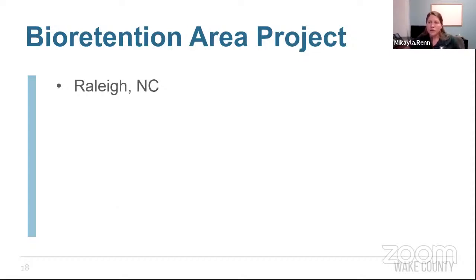So now I want to run through a few project examples of the most popular BMPs for this program. As you may remember from earlier in the presentation, the most common practices we see are stream restorations, rain gardens, or bioretention areas, and backyard wetlands. So the first project I will show you is a bioretention area project from Raleigh, North Carolina.